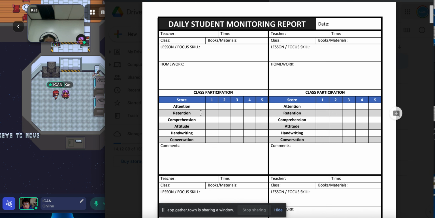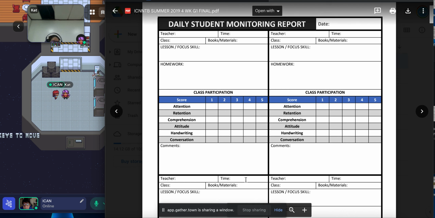Retention, how well the student understands or remembers what you taught him or her. If not, then maybe three or two. Comprehension, their understanding, maybe three. Attitude, if they're rude, then one.